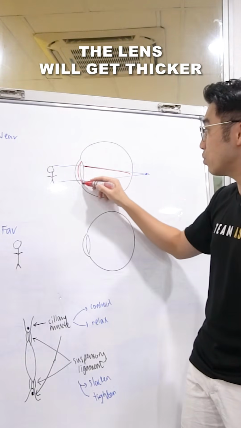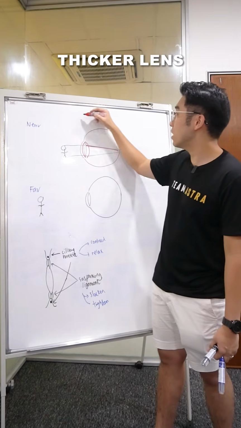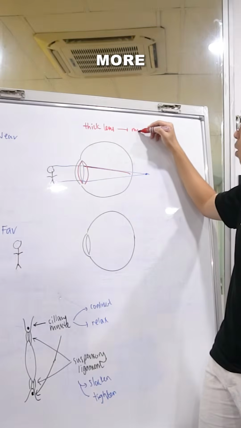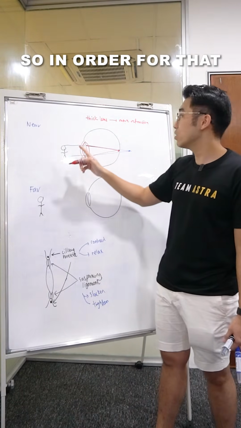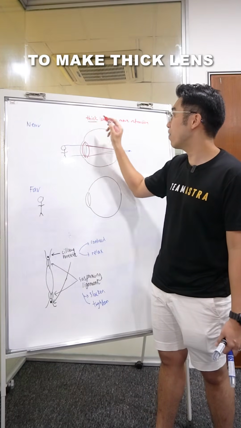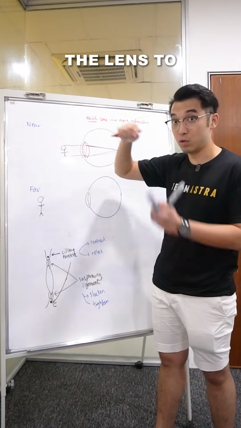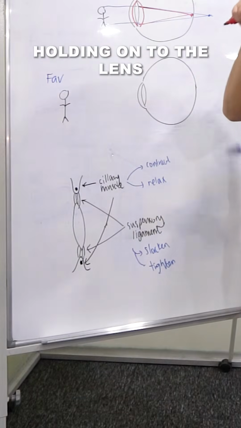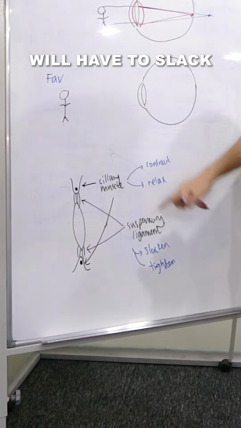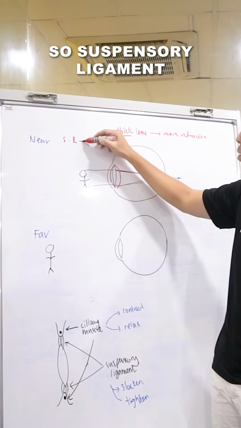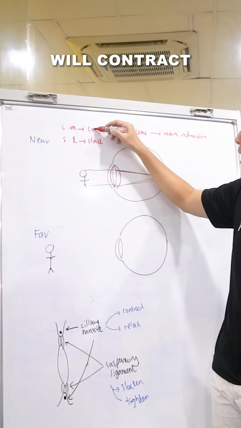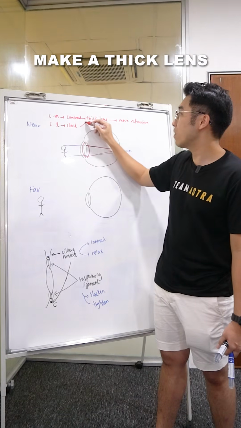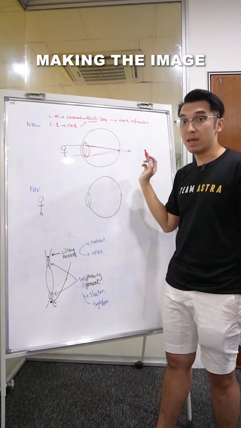So the lens will get thicker. A thicker lens will give you more refraction, so this will refract more and land on the retina. To make a thick lens, you need the lens to go rounder. The suspensory ligament holding onto the lens will have to slacken and the ciliary muscles will contract. Only then will it be able to make a thick lens, therefore more refraction, making the image sharper.